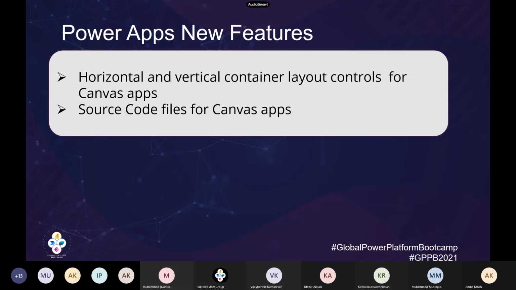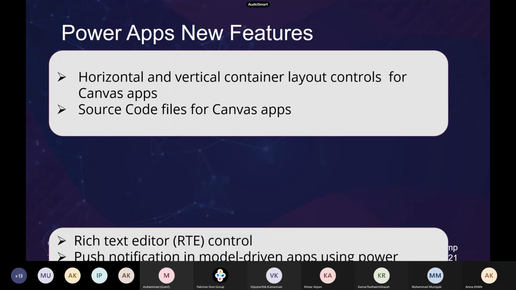Then we have source code file for Canvas app. This is the one that we will discuss today in detail because this is something very exciting. Just imagine anything that we have in our Power Apps, we want to change it, and we can do that using our source control. It is something very cool. So by using this feature of source code file for Canvas app, we can achieve this goal.